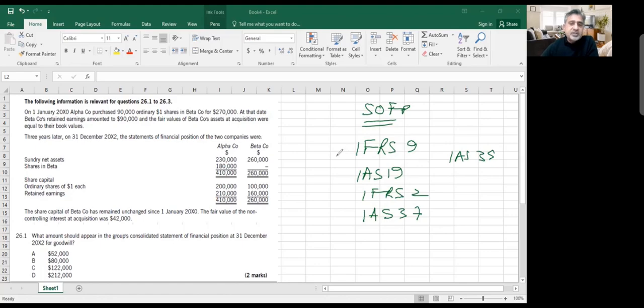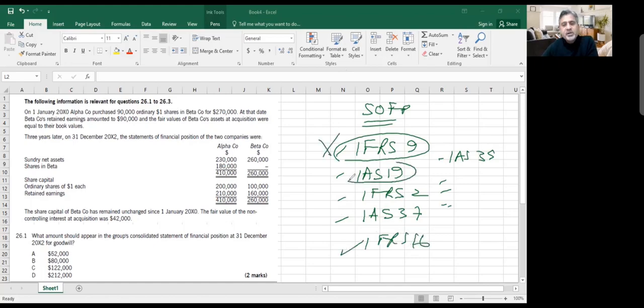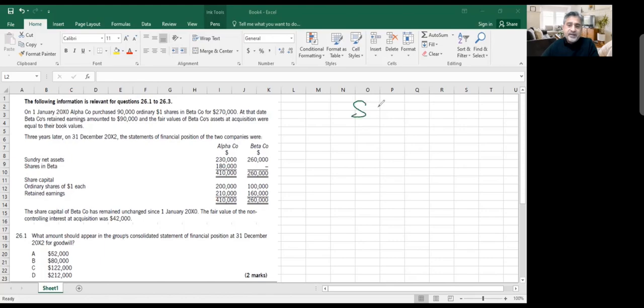I'm not saying that every consolidation question will have all of these things involved. No, if they put in financial instruments, they might not put in leasing. If they put in leases, they don't put in this one. If they are putting in an adjustment for IAS 19, maybe IFRS 2 is missing. So some of them will be there and some of them will not. But there are a few things which will always be there.